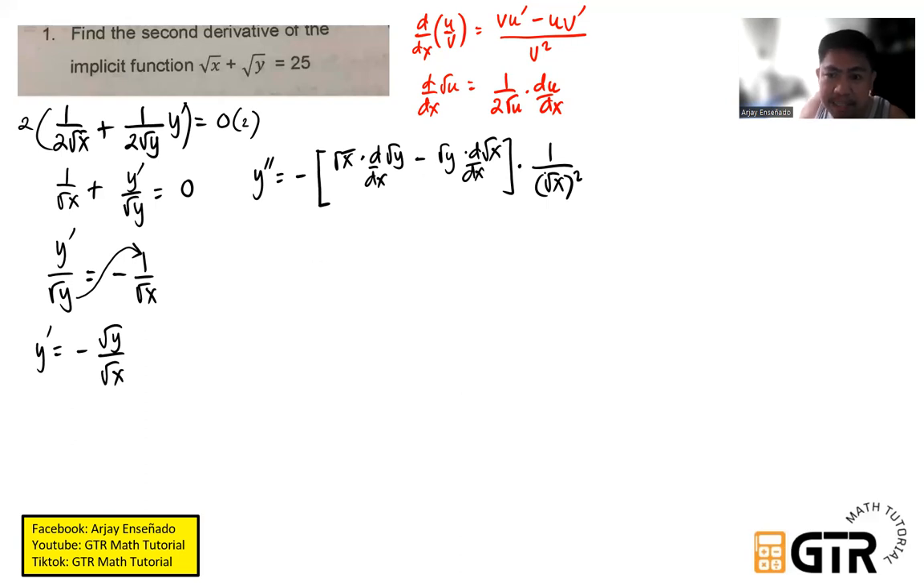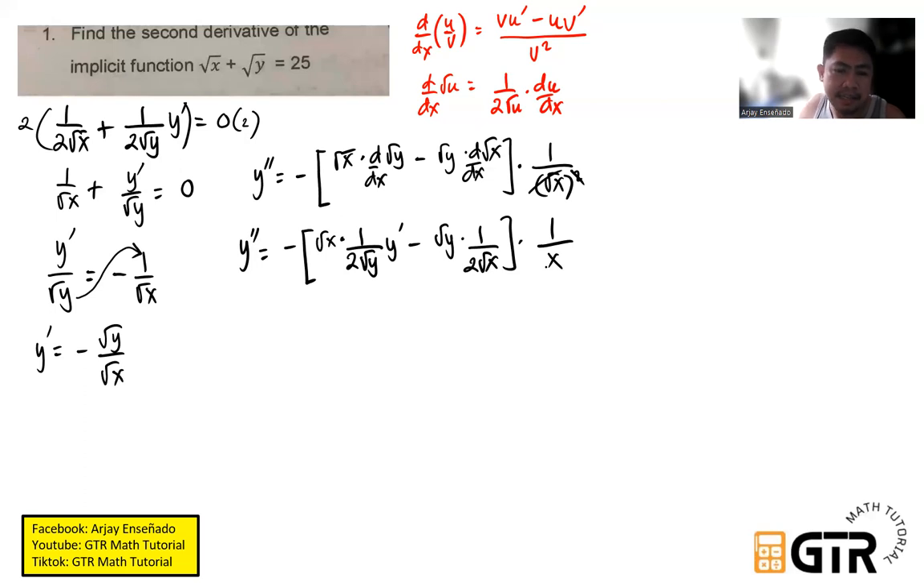Okay, so to make it simpler to look at, the second derivative is equal to negative. The direct formula for this is square root of x times the formula for the derivative of square root of y. We have 1 over 2 square root of y, always followed by y prime. Minus square root of y, the derivative of square root of x, which is 1 over 2 square root of x, multiplied by 1 over square root of x squared. So we can simply cancel the square root and the square. So we have times 1 over x. Let's put the negative sign here. Okay, so that's the same.